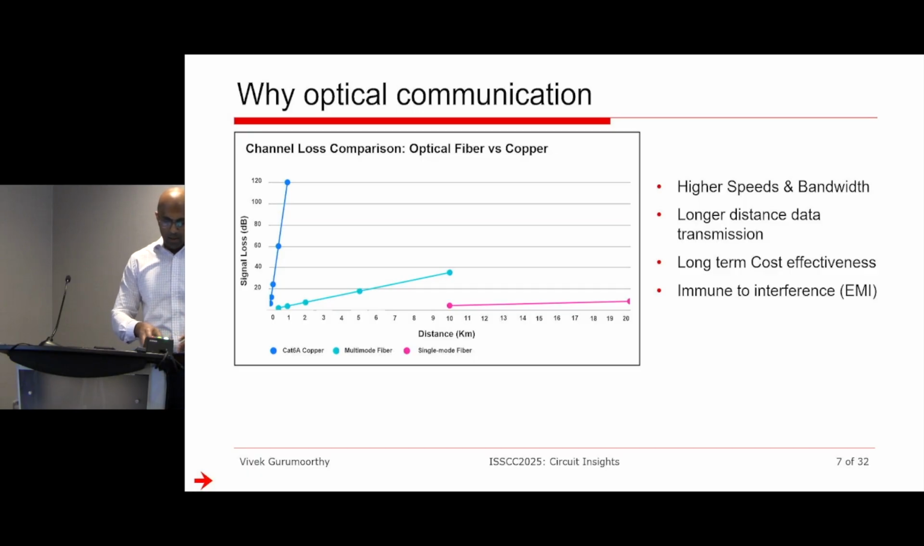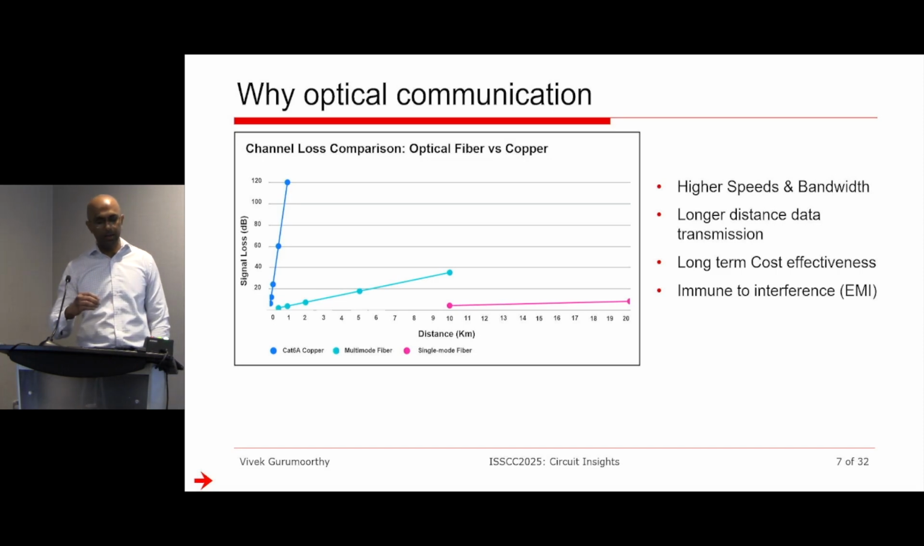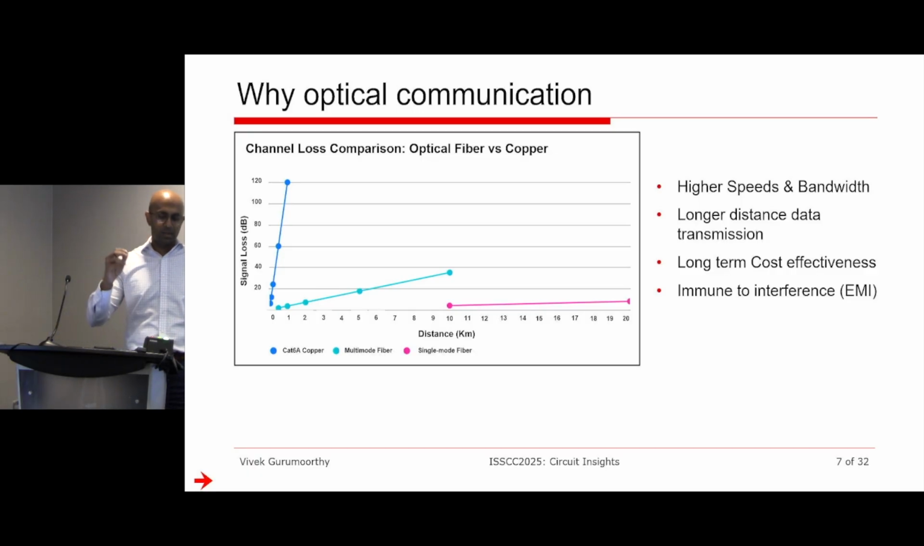You can clearly see that if you use a single mode fiber, you can go up to 20 kilometers with minimal signal loss. With multi-mode fiber, you may improve the throughput, but the signal loss is going to be a little worse even with shorter distances. And in Cat6a copper cables, you can go ultra high speed in short distances, but beyond that, the signal loss is going to increase a lot. So the main advantage of using optical communication is that you can go longer distances with higher speeds and higher bandwidth, and it's also pretty cost effective. Once you lay down all your optical fibers, they will last forever, and they are also immune to a lot of interference.